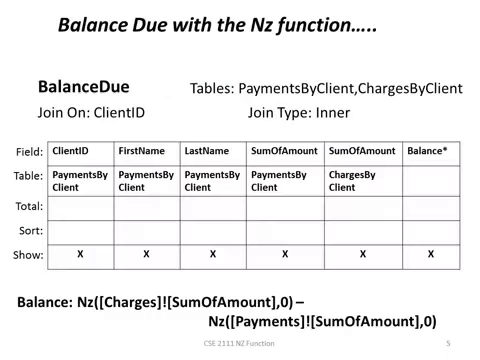So here is our balance due grid that we had in the outer join lecture. Notice now at the bottom we have NZ, charges, sum of amount, comma 0. It will evaluate the sum of amount field in the charges table. If that field is null, it will use a 0 in the calculation. Likewise, we have NZ, payment, sum of amount, comma 0. If that field is a null value, then it will substitute a 0 in the calculation.